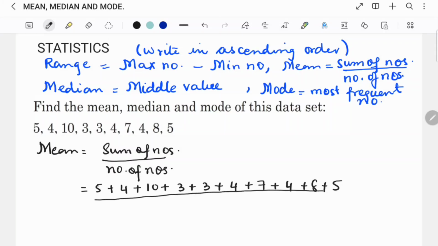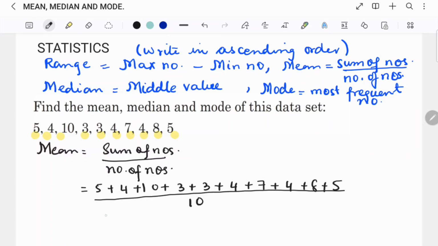Let's see how many numbers there are. 1, 2, 3, 4, 5, 6, 7, 8, 9, 10. You must check that you have written all the numbers and that they are the correct values. So we just find the sum and divide by 10, because there are 10 numbers.